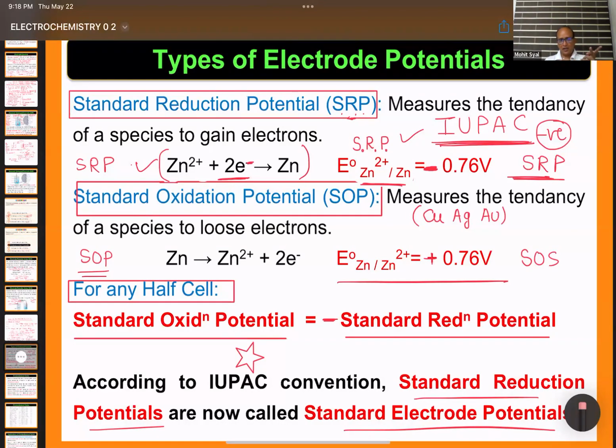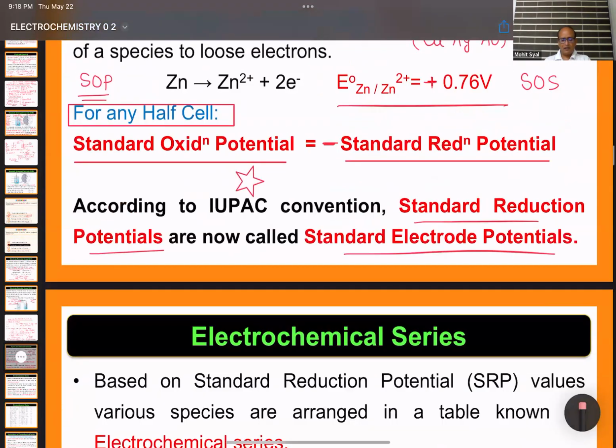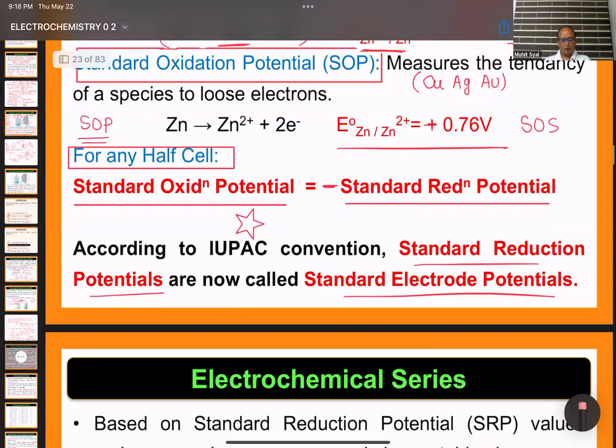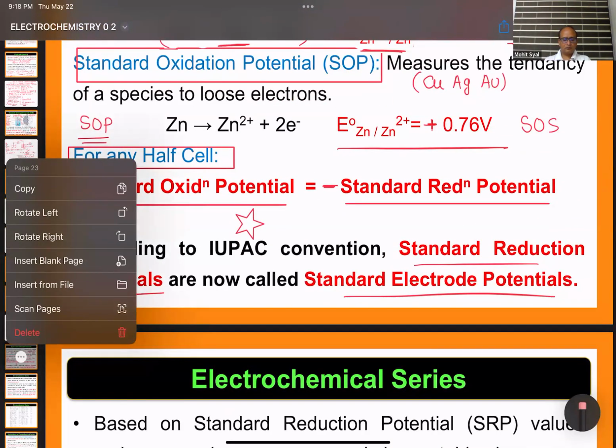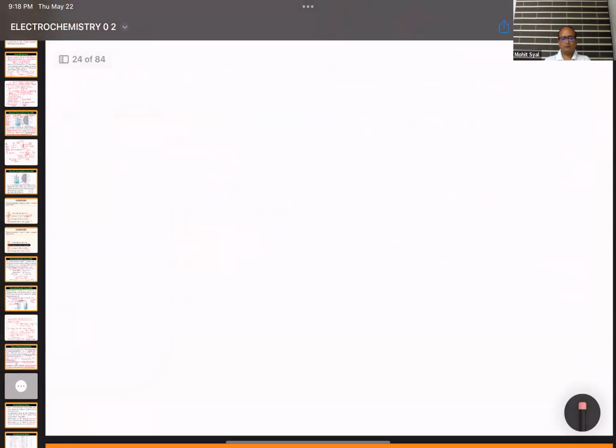Two types of electrode potential. Okay. I can take one more example for copper. Copper, this is SRP or SOP?